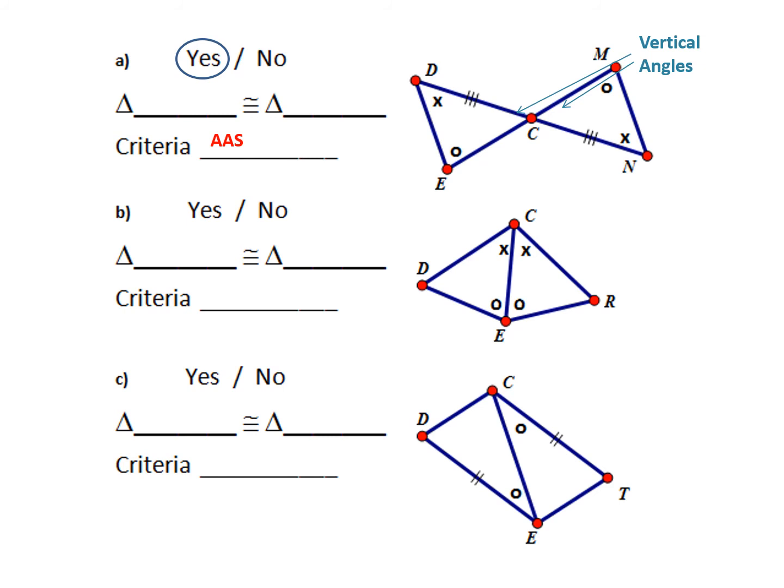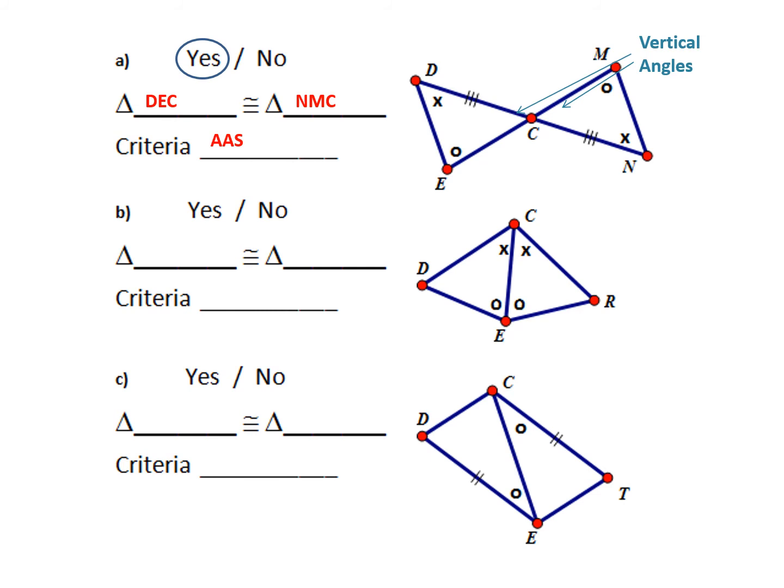And now I'm going to say my congruent statement. So E corresponds with M, D corresponds with N, and then C corresponds with itself. You can put the first triangle in any order you want. So I chose D, E, C. Now my second triangle, I need to pay attention. D corresponds with N, M with E, and then C with itself, so that order matters.